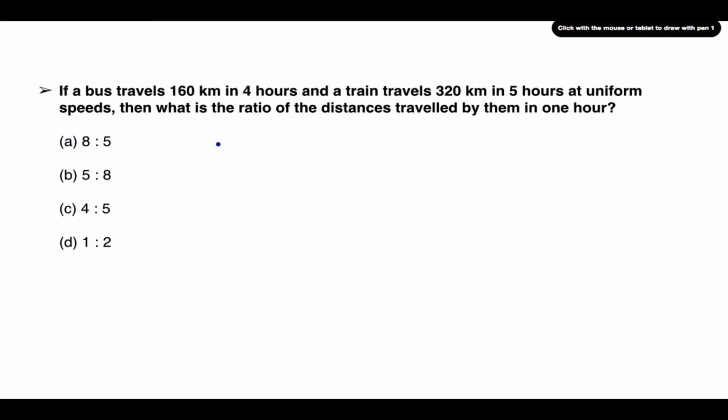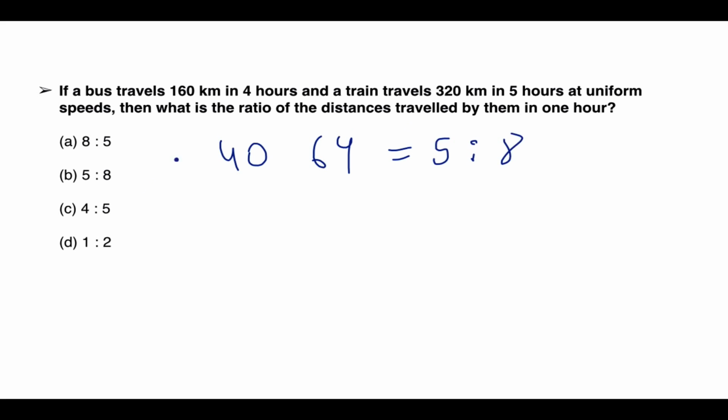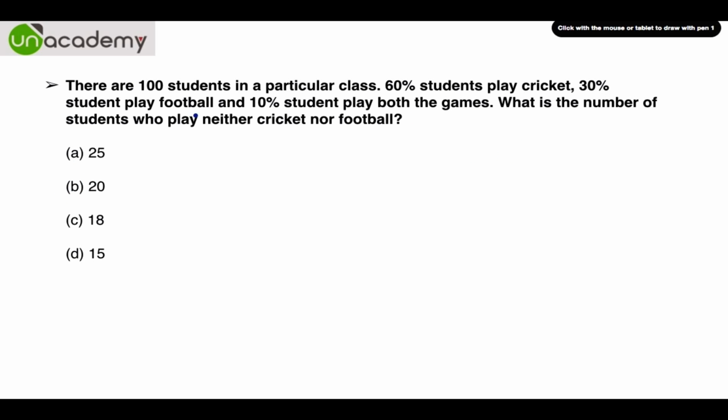A bus travels 160 kilometers in 4 hours, so 40 kilometers per hour. A train travels 320 kilometers in 5 hours, so 64 kilometers per hour. So the ratio of distance traveled by them in 1 hour is 5:8. So the answer is B.